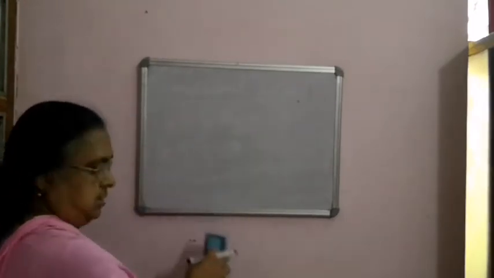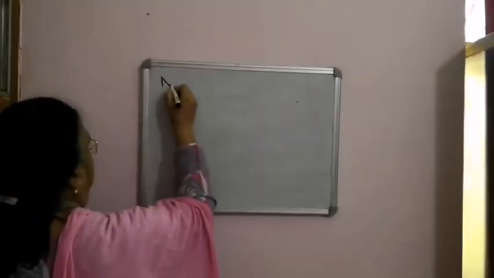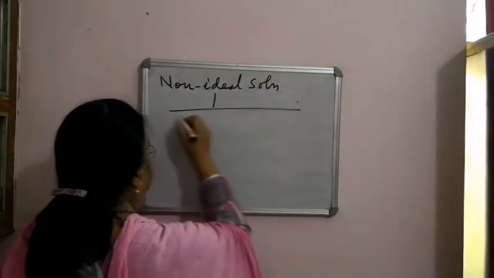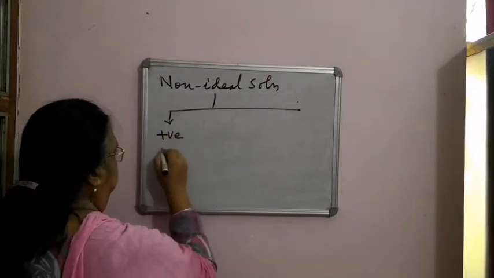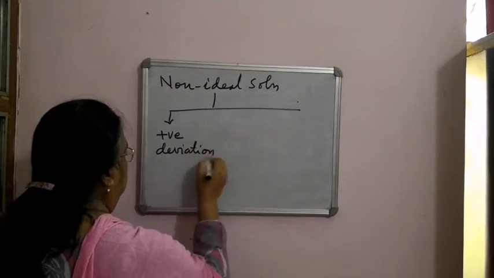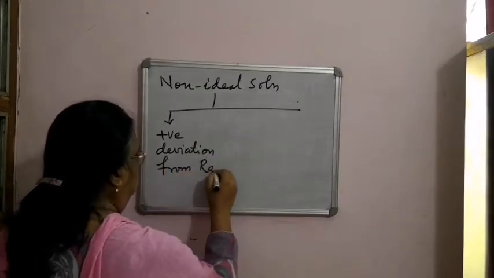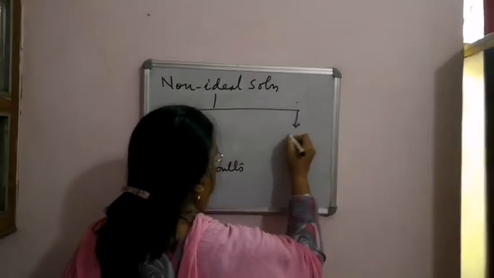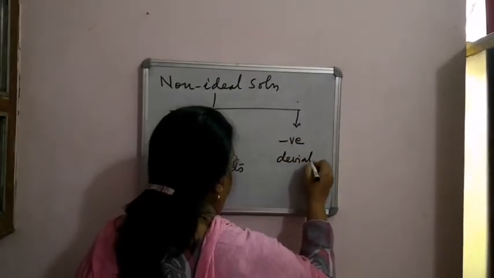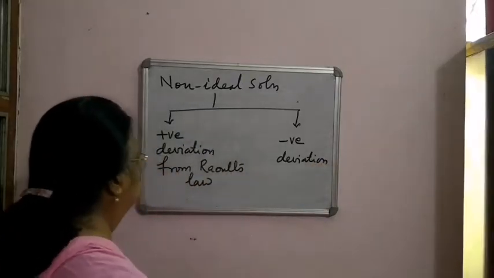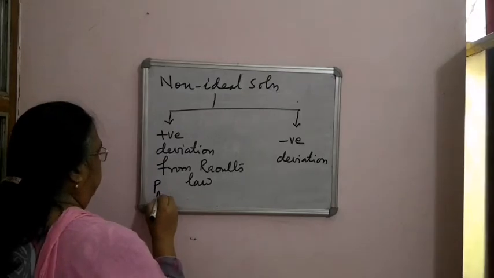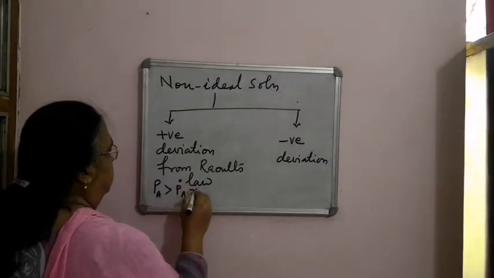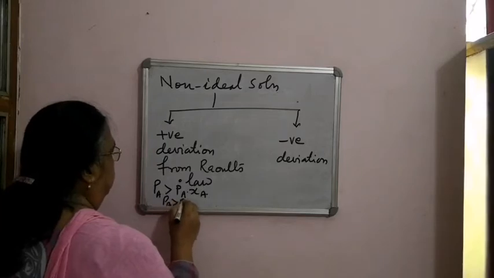So non-ideal solutions are of two types. Solutions which show positive deviation from Raoult's law, and solutions which show negative deviation. For those which show positive deviation, the vapor pressure will be greater than the product of these two, for both the components.